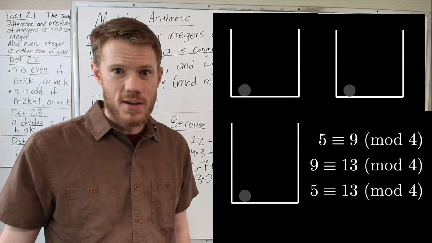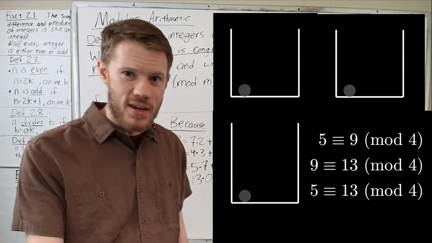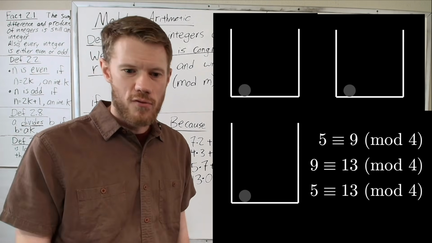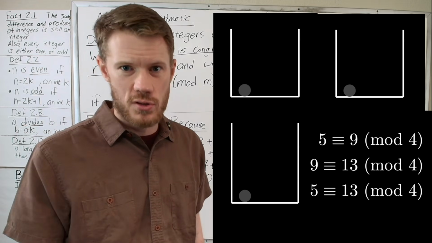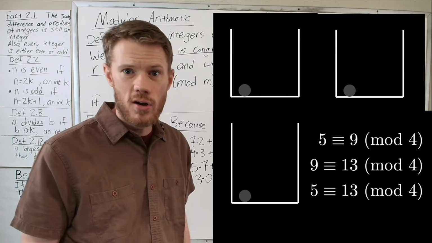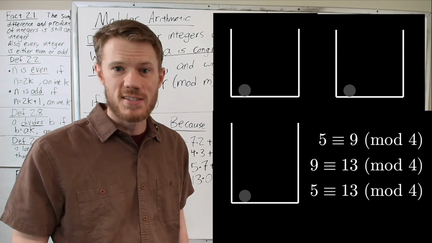Because, again, by removing 4 at a time, or you could even do it in reverse and add 4 at a time, from any one of those numbers, you can get to any one of those other numbers. One way to think about it. The other way is reducing them all brings you down to 1 in each of the cases.